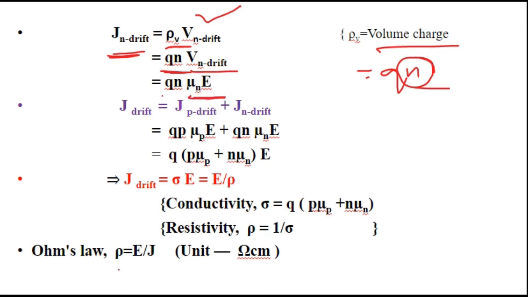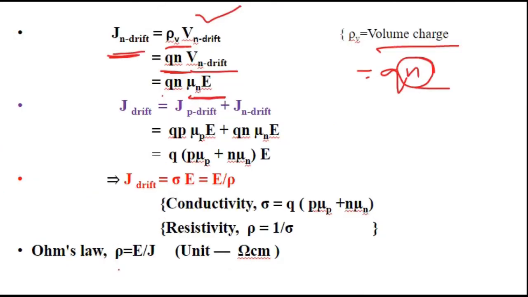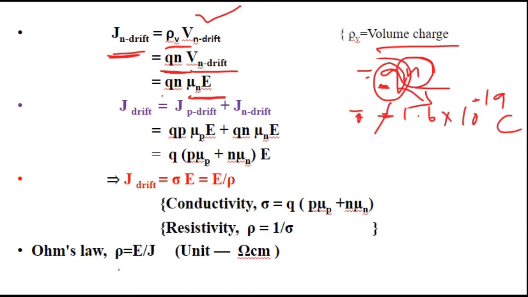But in the previous section we saw the value is minus mu n into E. So where has this minus gone? The minus has become plus because of the charge minus Q. The charge of an electron is minus 1.6 into 10 to the power minus 19 coulombs. So the minus of the charge and the minus of the drift velocity cancel, and we get Qn times mu n into E. So Jn drift is equal to Qn times mu n into E. This is equation 2.